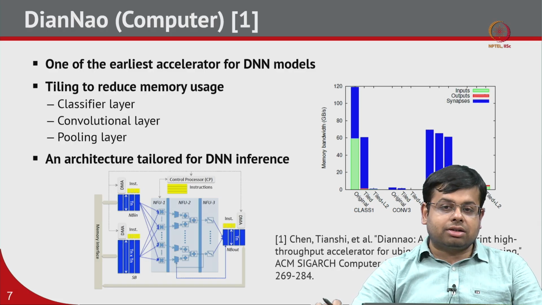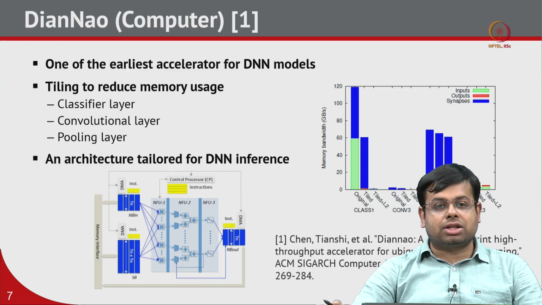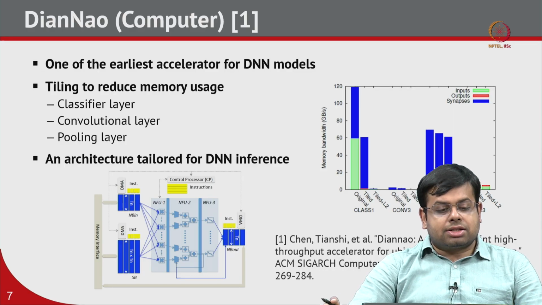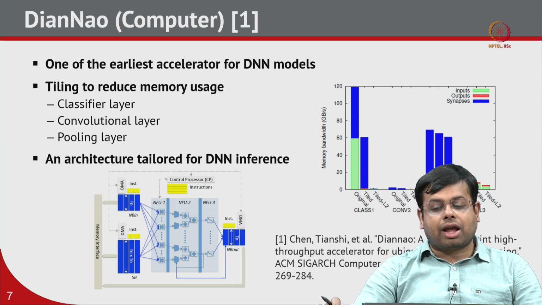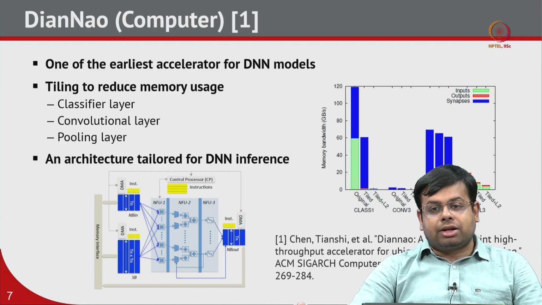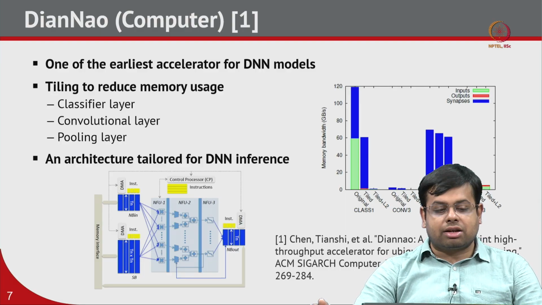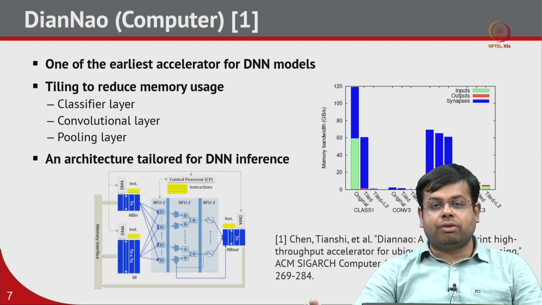Now, with that context in mind, let us discuss one of the very first accelerators proposed in the context of DNN, which is DianNao. In Mandarin, DianNao means computer, right. As I was saying, this is one of the earliest accelerators for DNN algorithms. At a very high level, the main idea of this accelerator is tiling. It uses something called tiling to reduce the memory usage. Again, there are multiple types of layers: classifier layer, convolutional layer, pooling layer. So, it uses tiling to reduce the memory usage of all these types of layers.